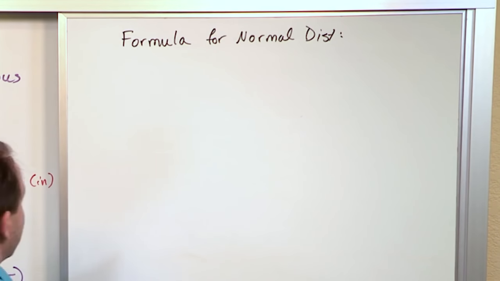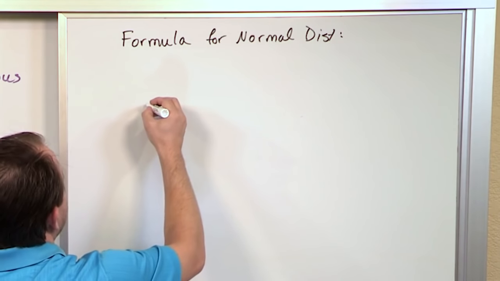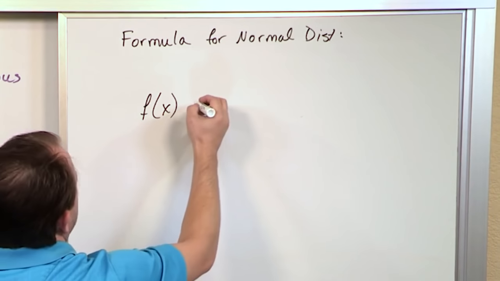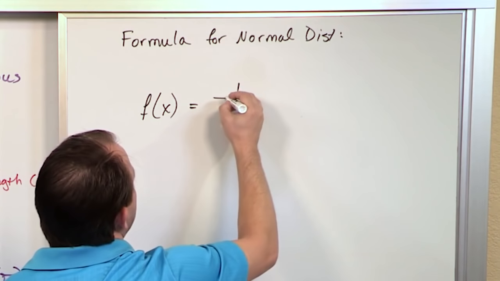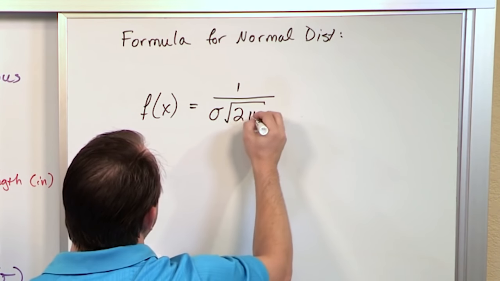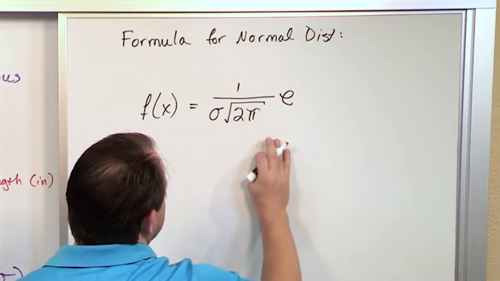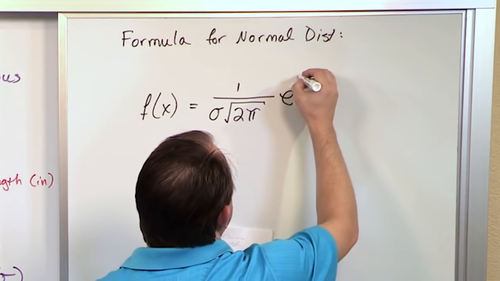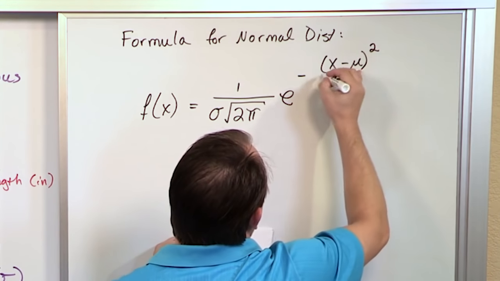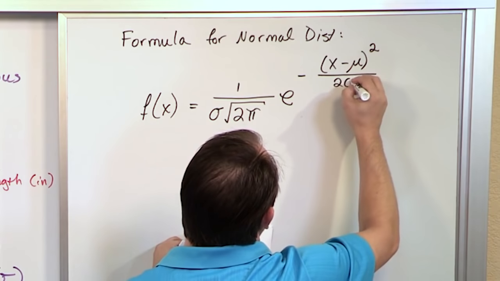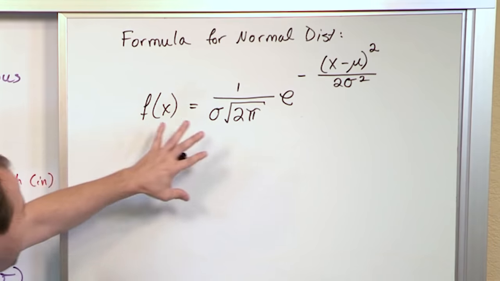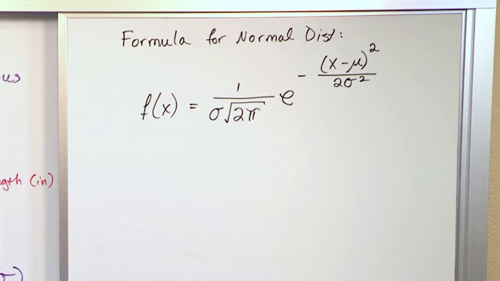And it's pretty cool. We're not going to use it much. I'll explain why in a minute. But I want to show it to you. So f of x, in other words, the graph here, is equal to 1 over, this is the standard deviation sigma, times the square root of 2 pi, times e, this is that special number e, to the minus x minus the mean, that's mu, squared, divided by 2 sigma squared. This is an exact representation of what this is a drawing of on the board.